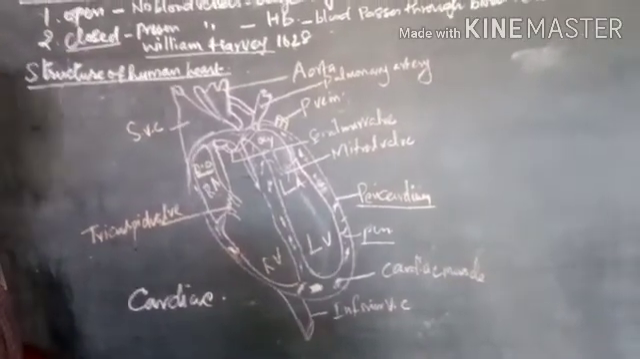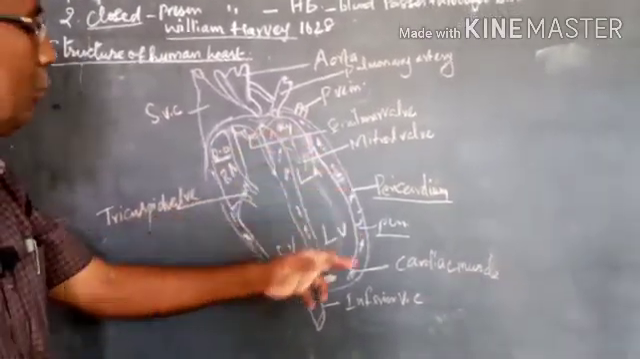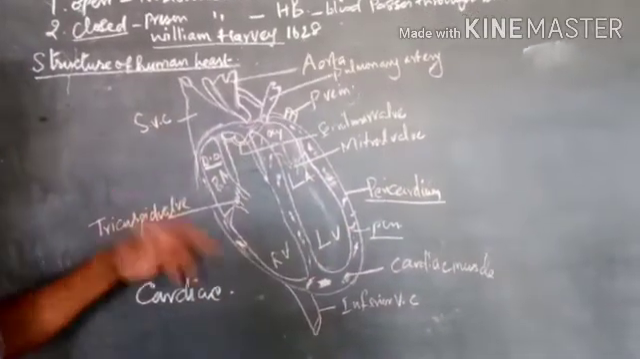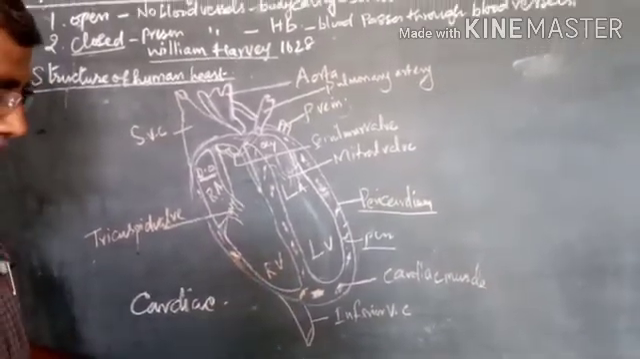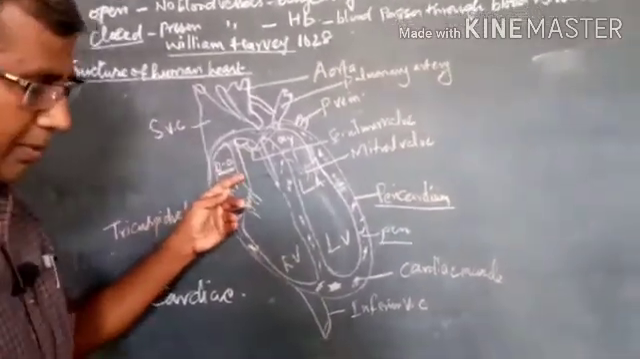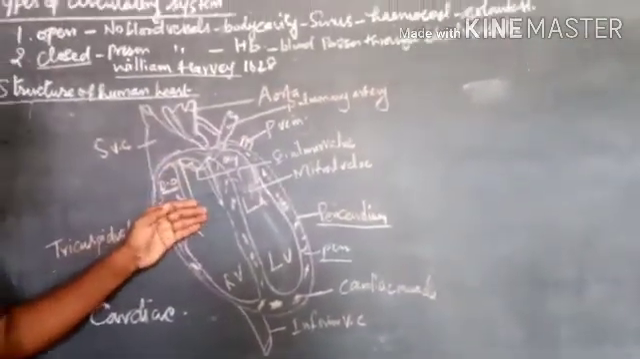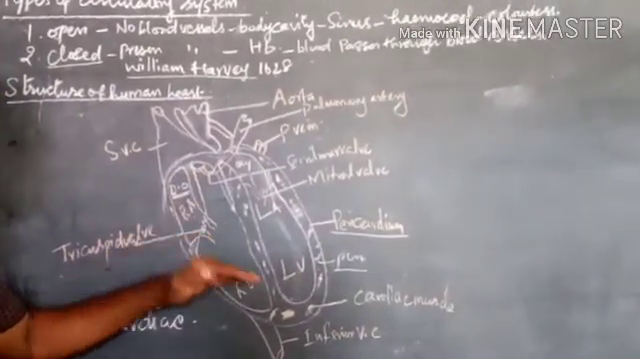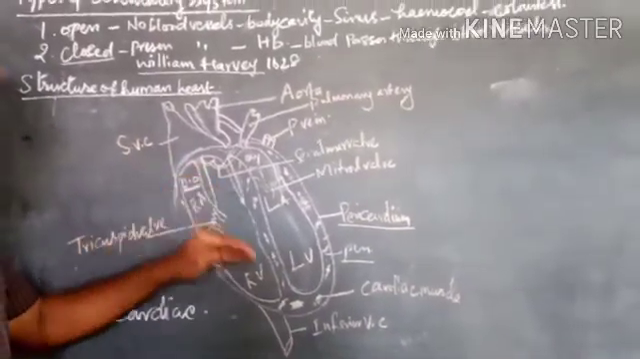The coronary sinus supplies the oxygenated blood to the heart muscles, that is the cardiac muscles. At the same time, the coronary sinus collects the deoxygenated blood from the cardiac muscles. Then valves. They are muscular flaps that regulate the flow of blood, which is a very important function. The valves prevent the backflow of the blood, so that the blood flows in only one direction.